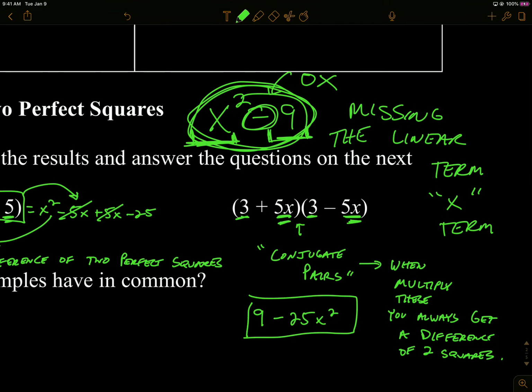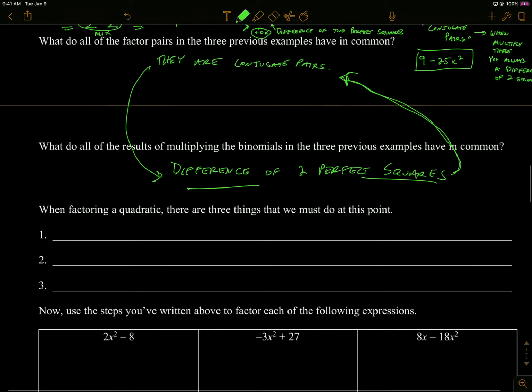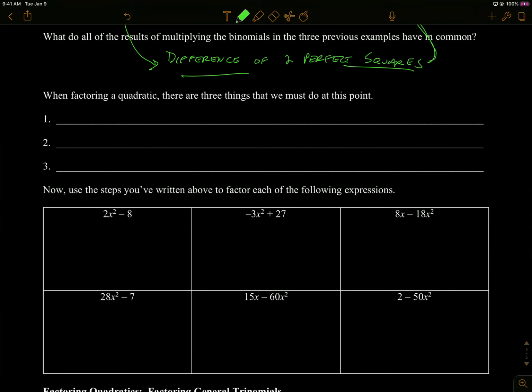So now we want to factor these. We want to go the other way. We notice that if we multiply conjugate pairs, they always come out to be a difference of two perfect squares. Now if our original expression is a difference of two perfect squares, and we recognize it as a difference of two squares, we just know that it automatically factors into the conjugate pairs. All right, so let's make a little process here.